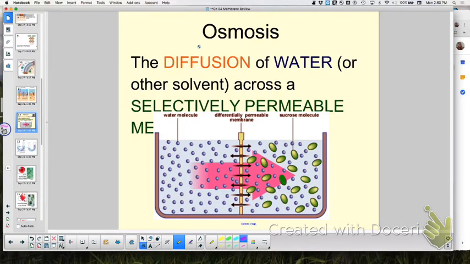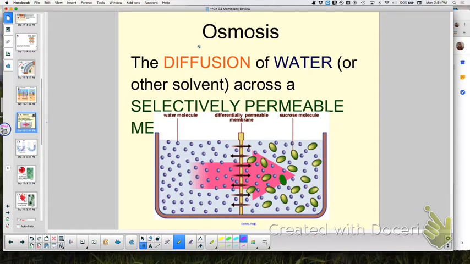So if I just have a bucket and I put sugar in it and add water, is that osmosis? No. Why isn't it osmosis? There's no membrane. You got to have a membrane involved. If you're going to talk about osmosis, you have a membrane. Now, typically it is a cell membrane. But when you want to model a cell membrane, that's when you use dialysis tubing or something like that. You're modeling a cell membrane.